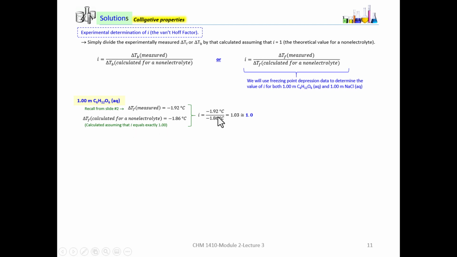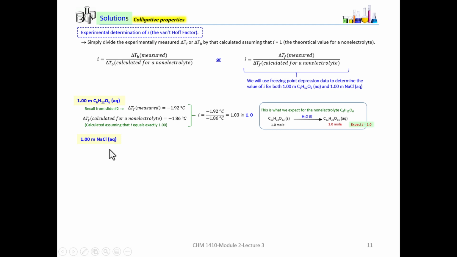And it turns out that in this case, the value of i comes out to be very close to 1, which is what we would expect for a non-electrolyte. Again, remember glucose dissolving in water would give 1 particle of dissolved glucose for every formula unit of glucose. So yes, we would expect i to be 1 or very close to 1.